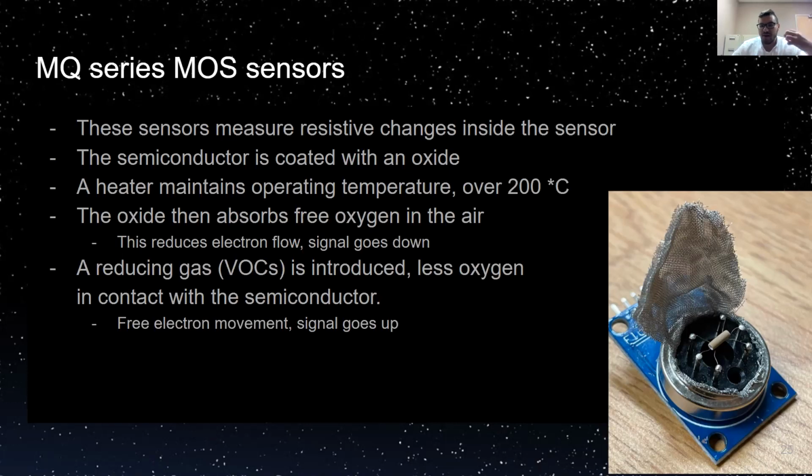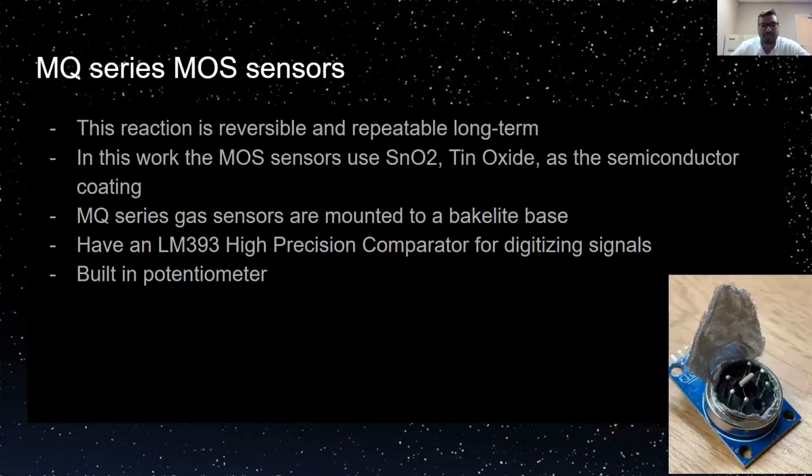So electrons are bound to the oxygen inside the SnO2. When a reducing gas, or the VOC rather, interacts with the sensing element, less oxygen is then in contact with the semiconductor, which frees up our electron movement and our signal goes back up. So this reaction is reversible and repeatable long term. And the MOS sensors, again, use tin oxide.